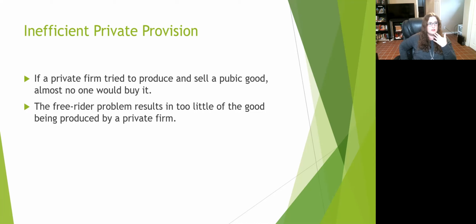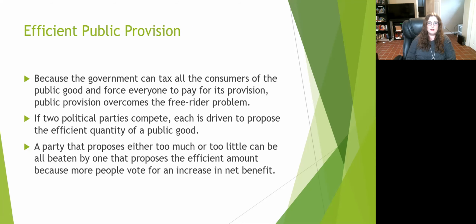It's non-rivalrous, so I can still use it if someone else is using it. And if they buy it, they can't exclude me, right? If the town's on fire and they put out the fire, they can't say, oh, well, you didn't pay for the plane. So why would I want to pay for the plane? So there's an inefficient private provision because private firms and private people just won't buy firefighting airplanes for the town of Edwardsville. But there might be an efficient public provision.